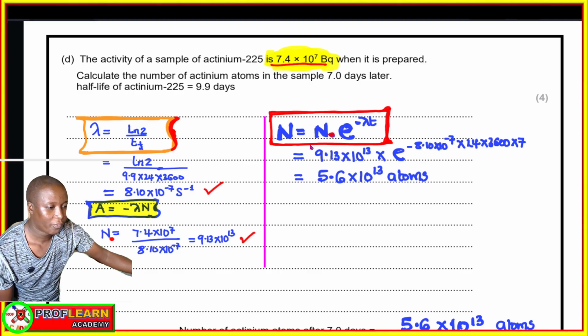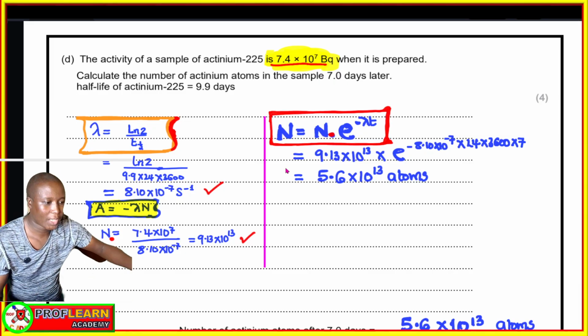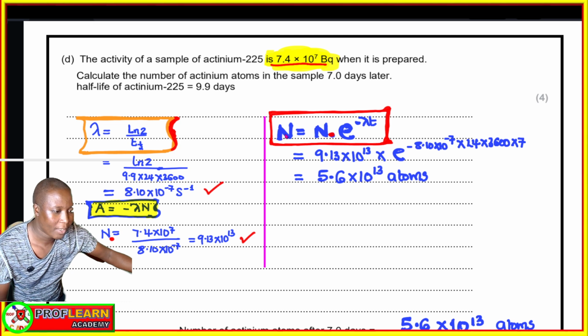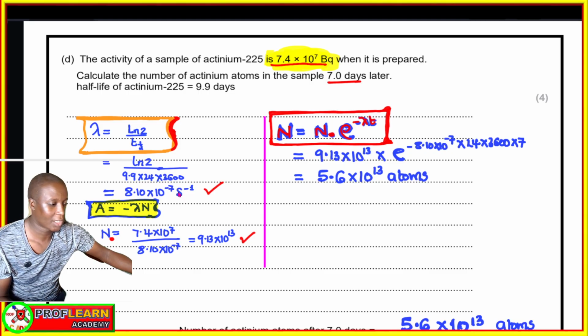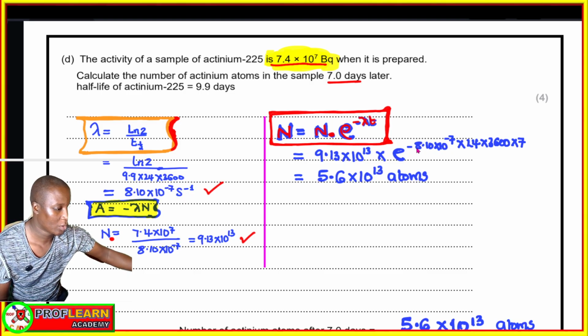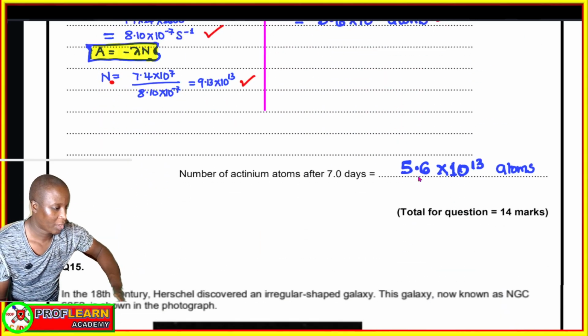Now, to find the number of atoms or nuclei remaining after a period of time, you use the formula: remaining number of atoms is equal to the original number of nuclei, times e raised to the power negative of the decay constant times the duration. The duration has to be in seconds, because the decay constant was given in seconds. If you substitute, you get around 5.6 times 10 to the power 13 atoms.